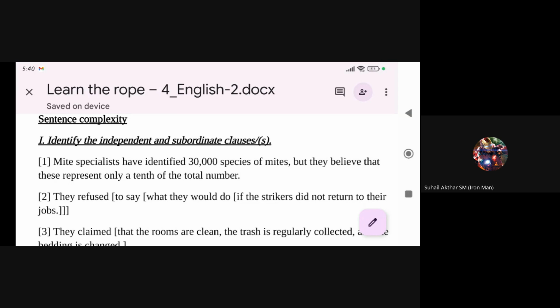Now, what is more important is how do we identify and how can we do that, right? So let's see this one. The first question you have here is on the identification of the independent and subordinate clauses. So we are not going to look at the types of clauses as yet. We're first going to look at what is the independent clause here and what are the subordinate clauses here, okay? The first one, could you try and do that for the class? Mite specialists have identified 30,000 species of mites, but they believe that these represent only a tenth of the total number. This is your sentence. What do you think is the independent clause and what part of this you think is a subordinate clause?